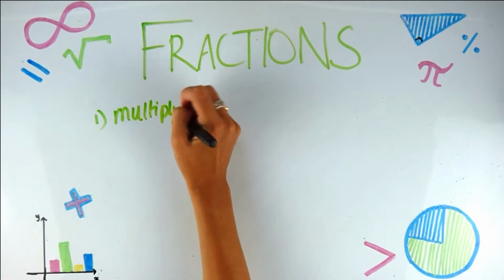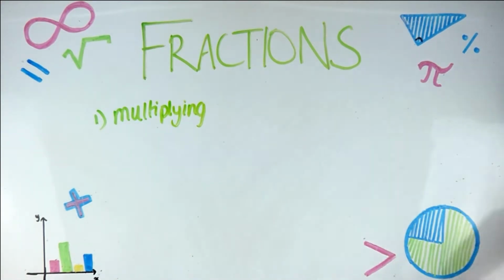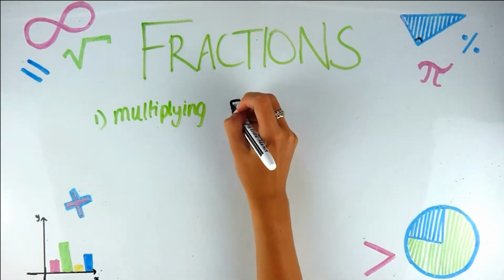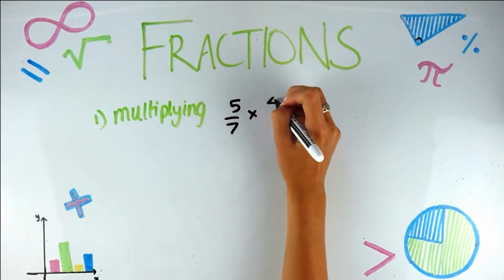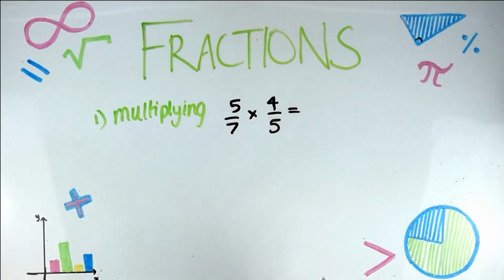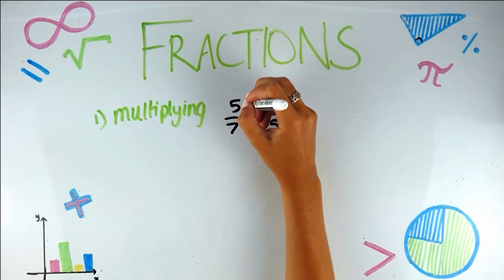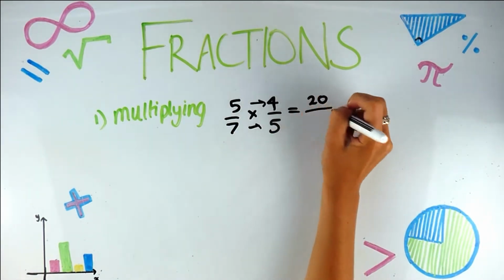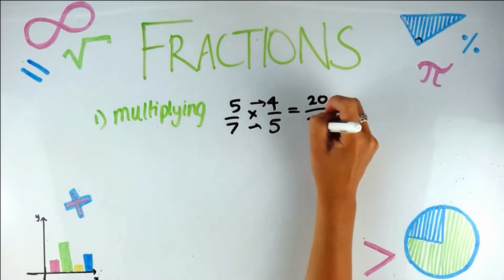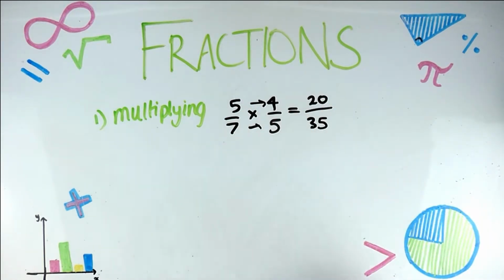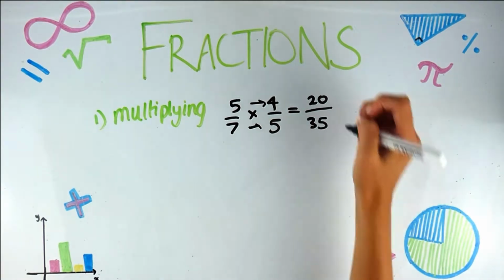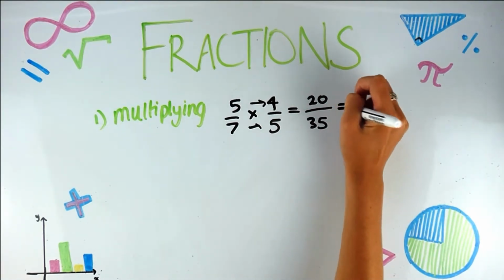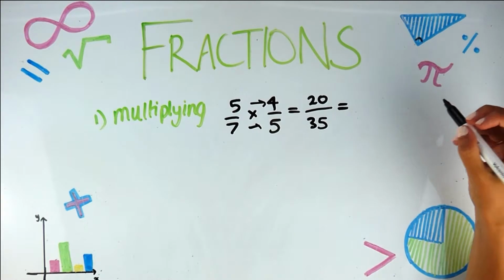So multiplying, this is honestly just super nice. So if I have two fractions, 5 over 7, 4 over 5, multiplied together, all I do is I multiply the top and I multiply the bottom. So 5 times 4 is 20, put that on the top. 7 times 5 is 35. That is all you do, multiply the top, multiply the bottom. Multiplication in fractions is just so obvious and just nice to do.